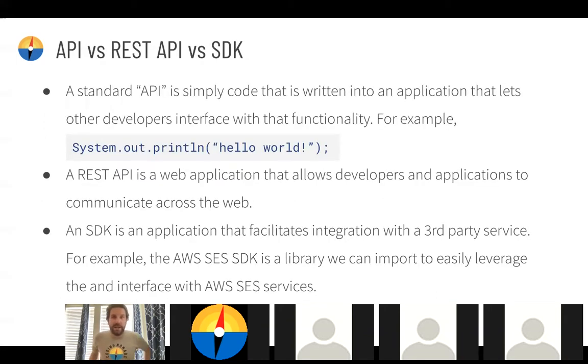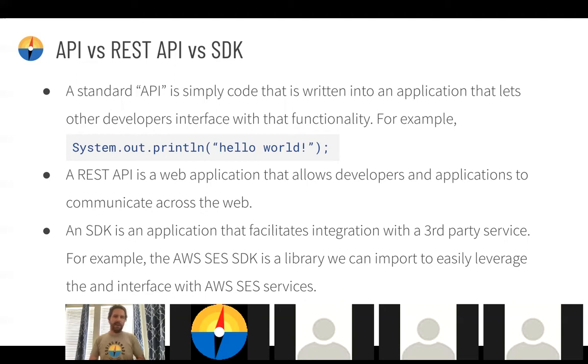So one question that Gilad actually mentioned, which I think is a great one that can cause a little bit of confusion, is what's the difference between an API, a REST API, and an SDK? So a standard API is, as I point out here in Java, for instance, the System.out.println method that we can call that's inside the Java class libraries. That's known as an API, right? It's an application programming interface.